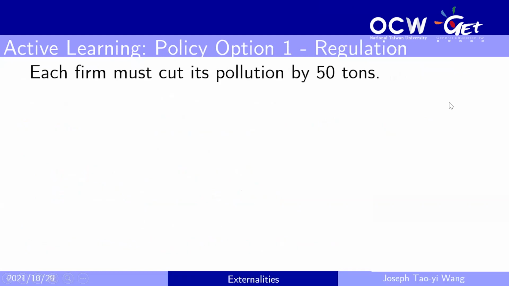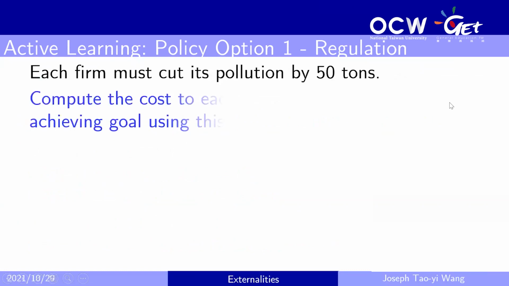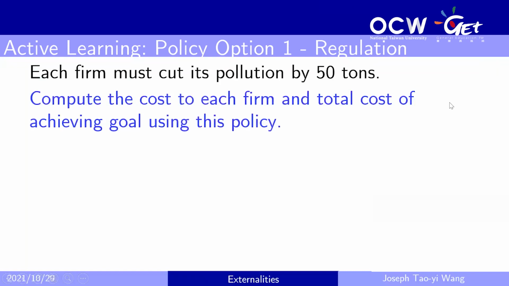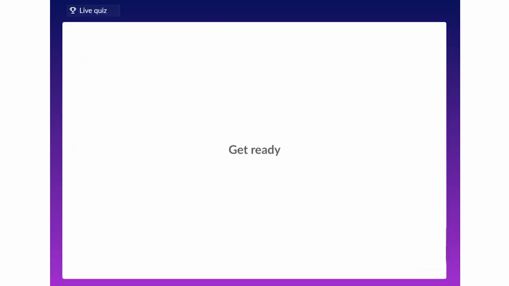Okay, so let's look at the first policy. Regulation. Both firms are polluting 100 tons. Each of you cut pollution by 50 tons. Very fair, right? So compute the cost for each firm for reducing pollution by 50 tons and the total cost to achieve this policy. Okay, so now let's look at these numbers.